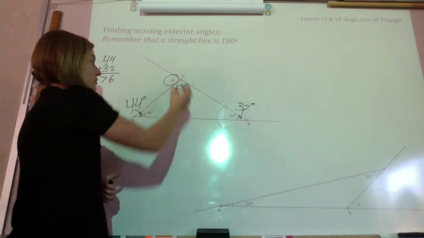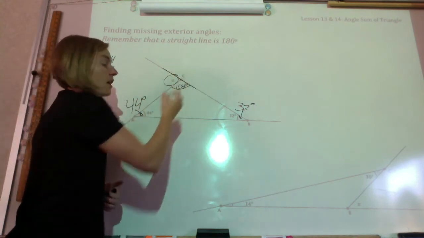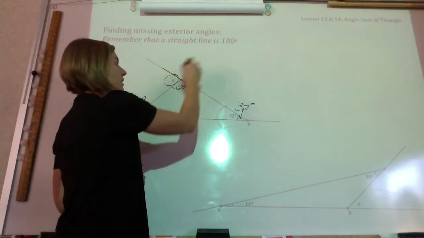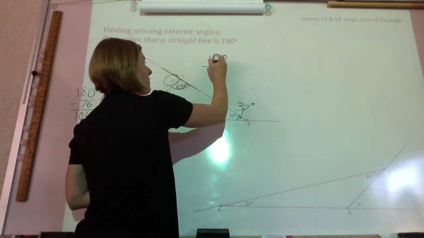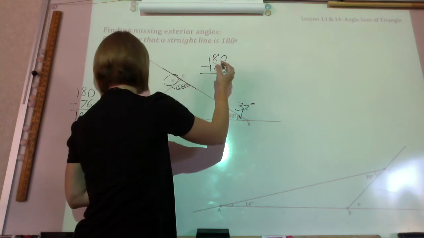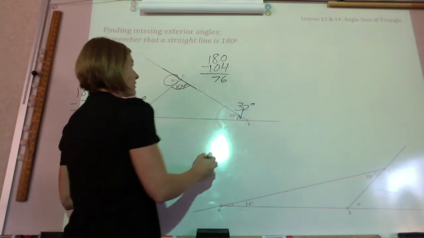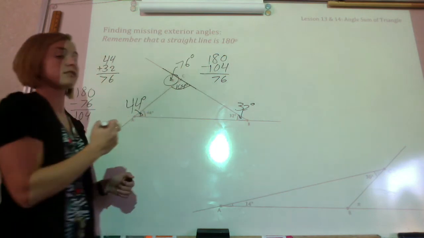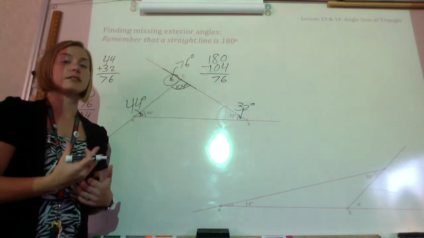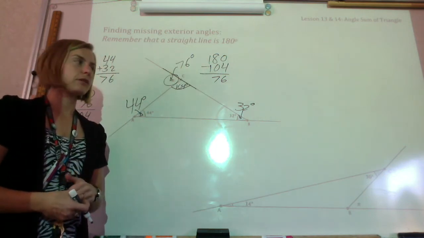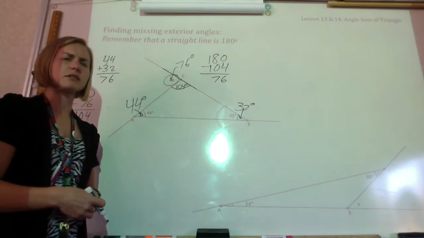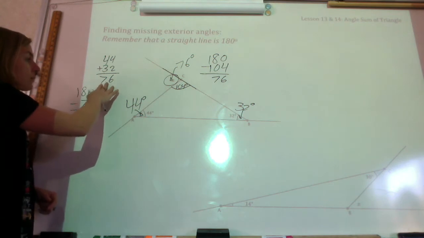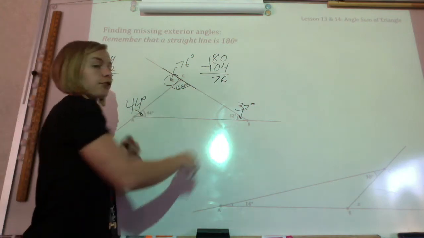Well, if every straight line is 180 degrees, well, we know that this is going to be 180 minus 104, which is 76. So this angle right here is 76 degrees. That exterior angle is 76 degrees. Now some of you might be like, wait, 76, we saw that somewhere. You're absolutely right, we did. 76 was the number we found when we added up the other two interior angles.